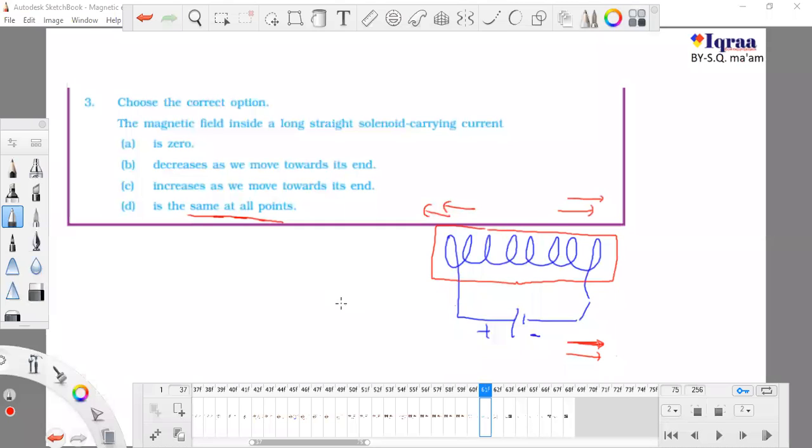Yes, Saleh gave me the correct answer. Hasan, what about you? This solenoid definitely has magnetic field lines, which we studied. The question is asking whether the field is zero in this solenoid, or decreases or increases as we go from one point to another, or is the same all along the length of this solenoid. Azan, what is your answer?